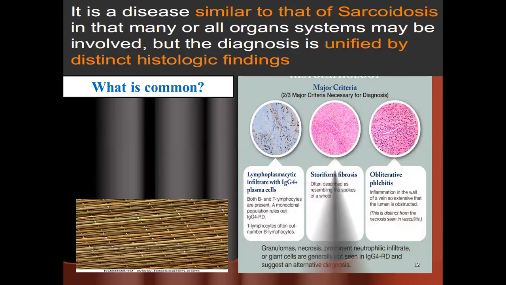This characteristic tissue has certain major criteria. Number one, lymphoplasmacytic infiltrate with IgG4 plasma cells. Both B and T lymphocytes are present. A monoclonal population rules out IgG4 related disease. T lymphocytes often outnumber B lymphocytes. The second feature is storiform fibrosis, often described as resembling the spokes of a wheel.